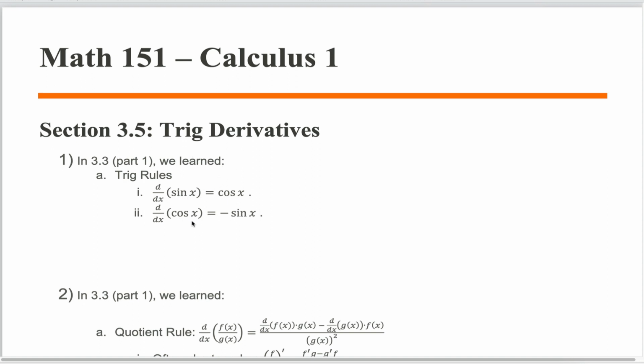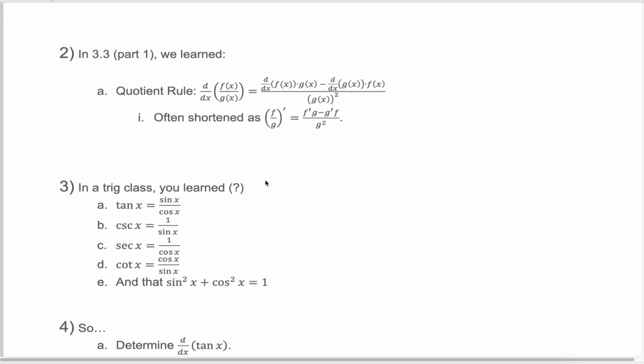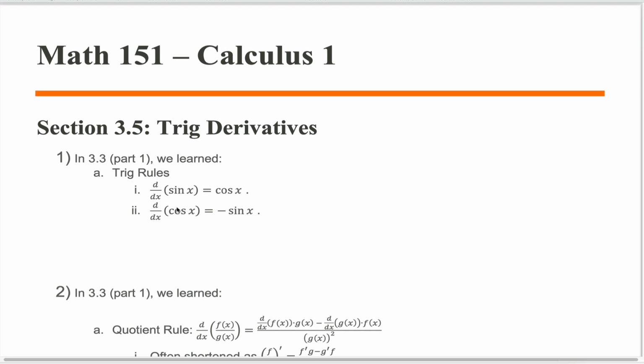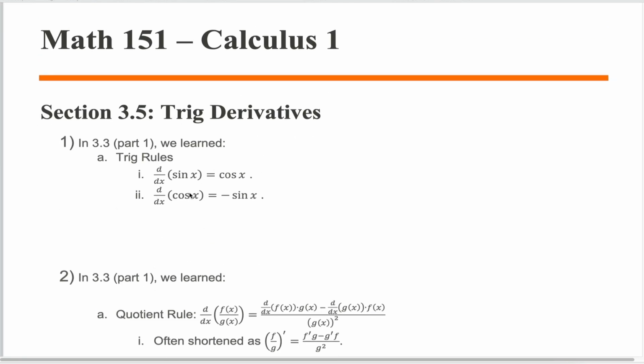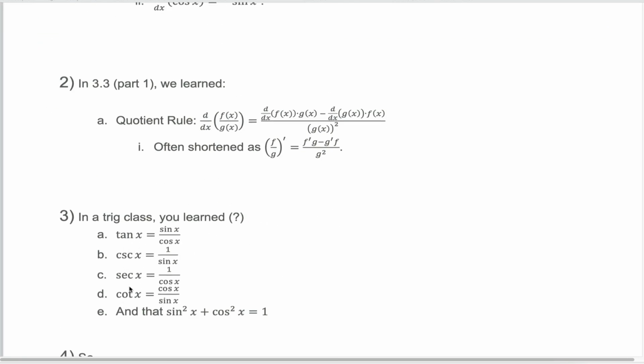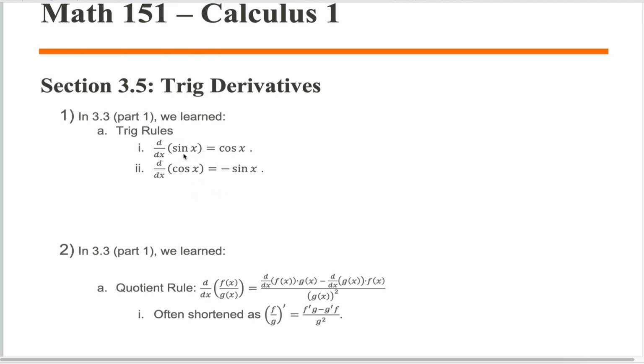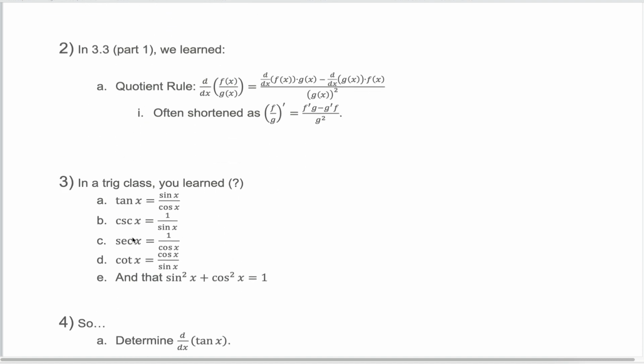I mean, these are trig functions, but they're not the only trig functions, right? Depending on how long it's been since you took a trig class, you may or may not remember that there's 6 different trig functions: tangent of x, cosecant of x, secant of x, cotangent of x, in addition to sine and cosine. And while we've talked about these two, we haven't talked about these other 4. The good news is, using what we know about the derivative of sine and cosine and the quotient rule that we learned in the last section, we can come up with the derivatives of any of these 4.